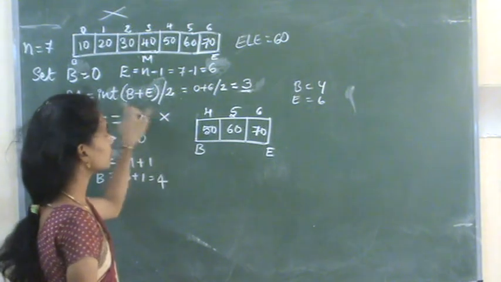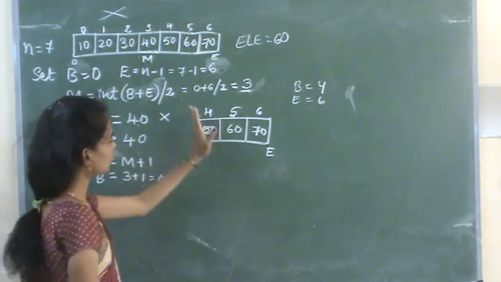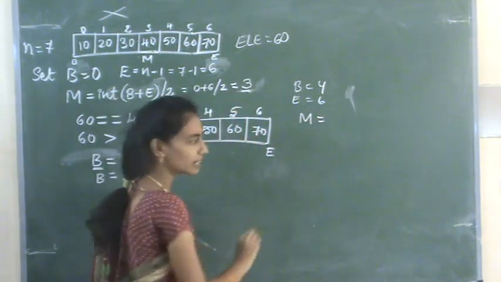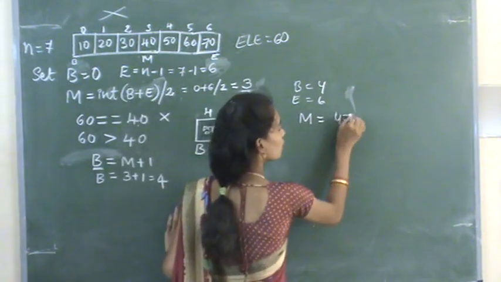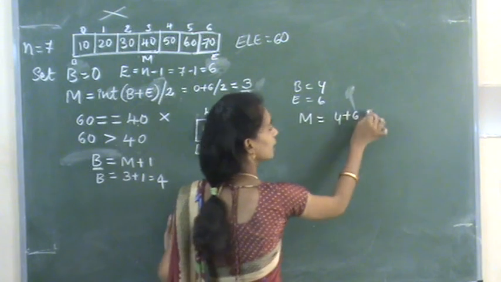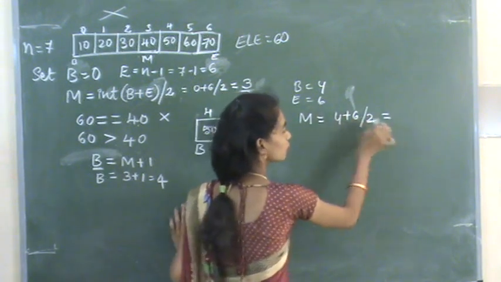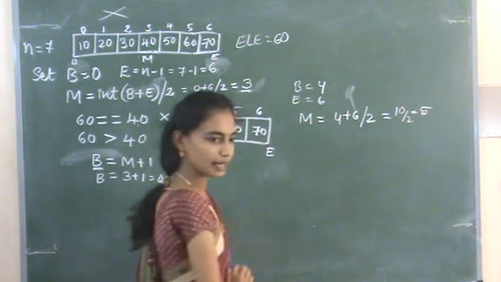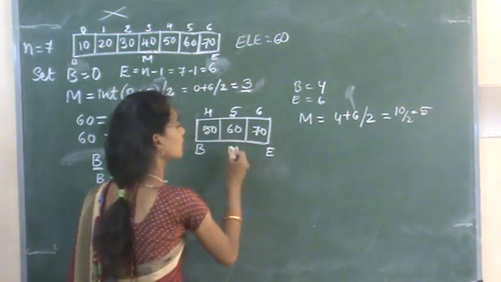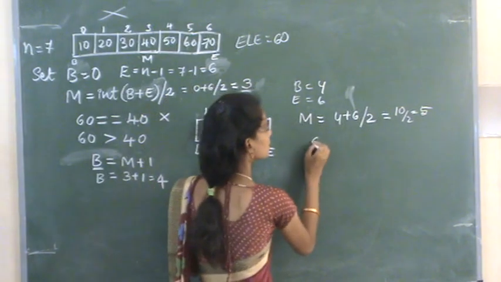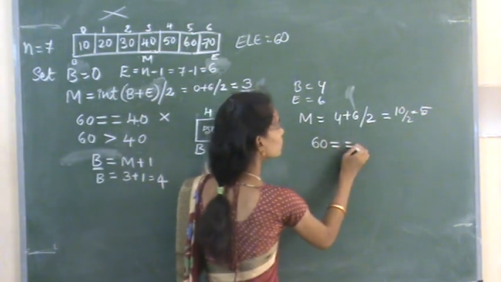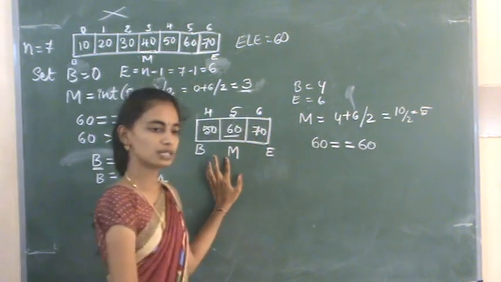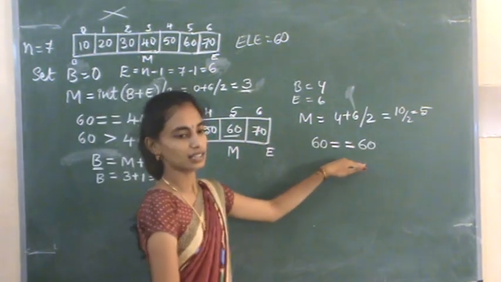So again we are taking the middle. So again we will divide it in half. So if we want to find out the middle of an array, we will add both beginning and ending and divide by 2. So 10 by 2 means we will get 5 as the mid portion. So now this becomes mid. So now check, is the search element equal to the mid element? 60 is equal to 60. Now we have found the search element.